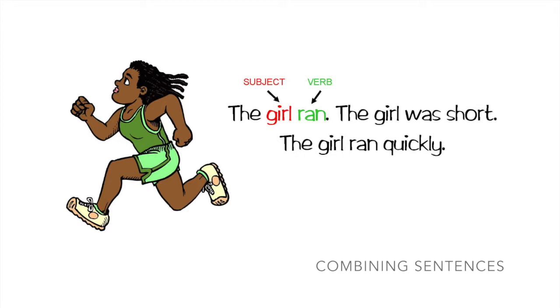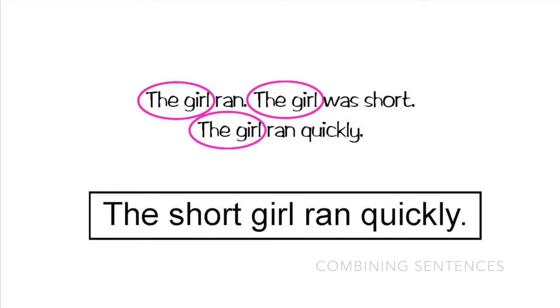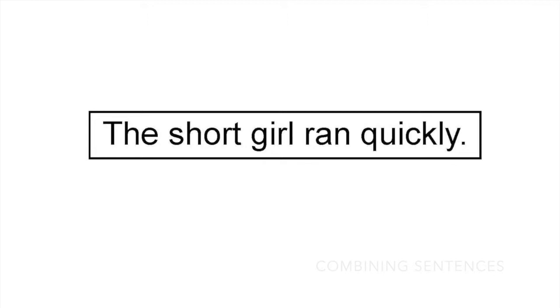Ran is our verb. Next, we have an adjective, short, which describes the subject of the sentence. So the girl is short. And last, we have quickly, which is an adverb that tells how the girl ran. So if we take all of the important parts in each sentence and combine them into one, we have a shorter sentence that flows nicely. The short girl ran quickly.